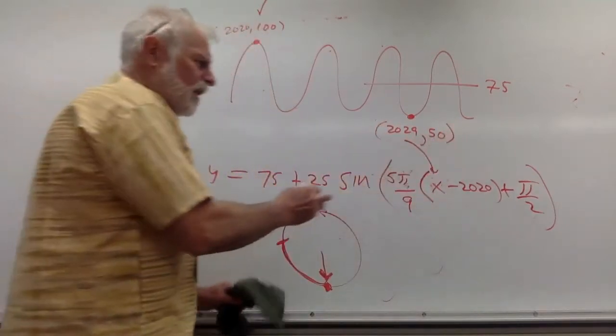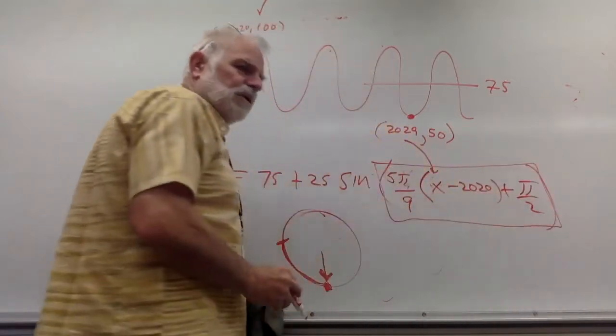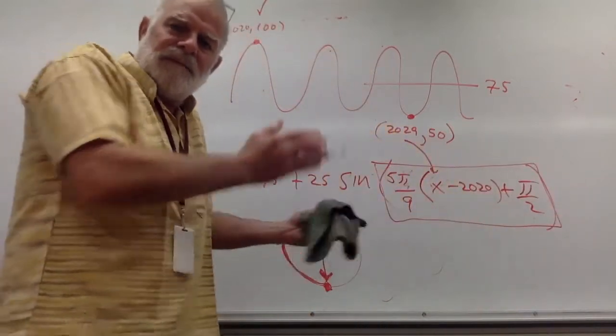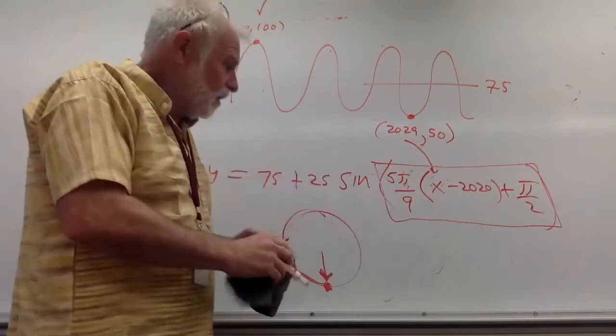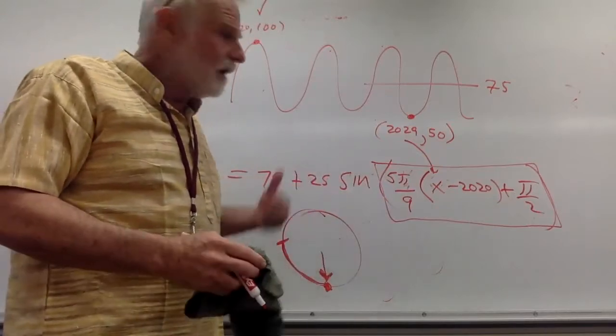Okay, so what am I trying to highlight? That this is a linear relationship where we're trying to take the x values and match them up to where we are on the circle with respect to sine or cosine functions. Okay, now, not going to do that.